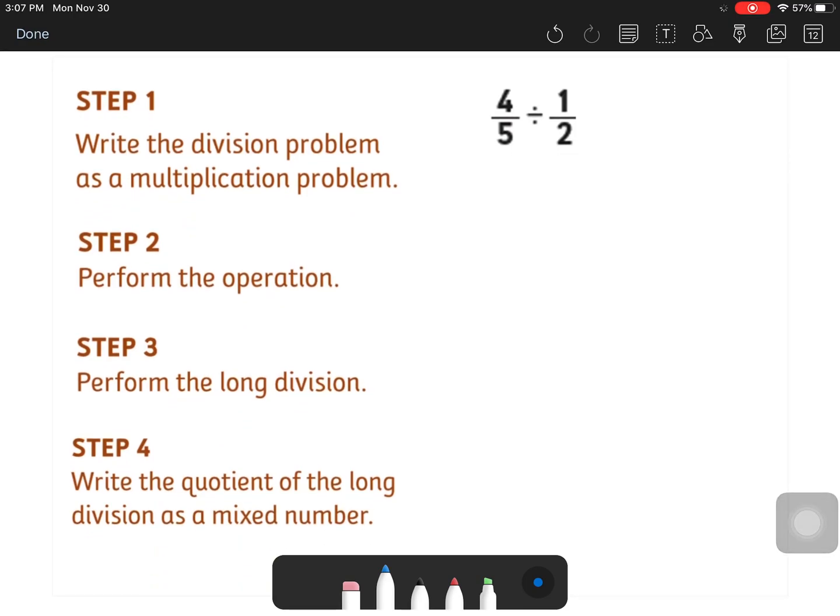Okay, so the steps. So step 1, we're going to write the division problem as a multiplication problem. So we'd write 4/5 times 2/1. And then step 2 is to do the operation, which just means multiply. So 4 times 2 is 8, 1 times 5 is 5. And then in step 3, we're going to do our long division.